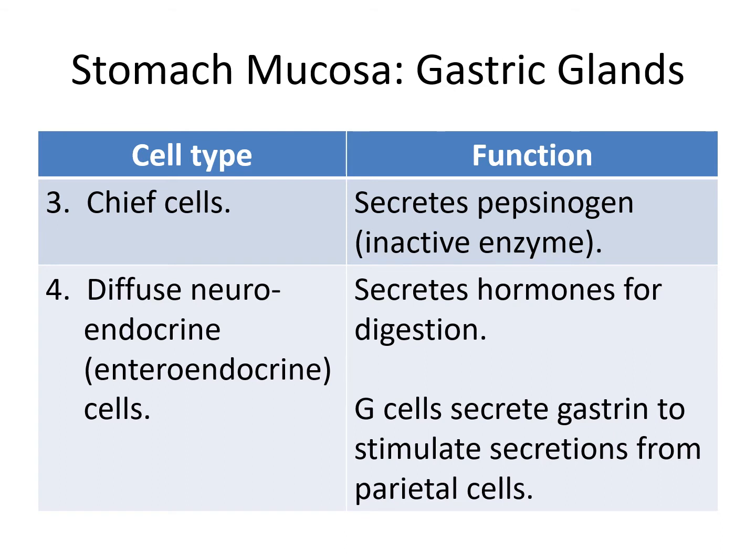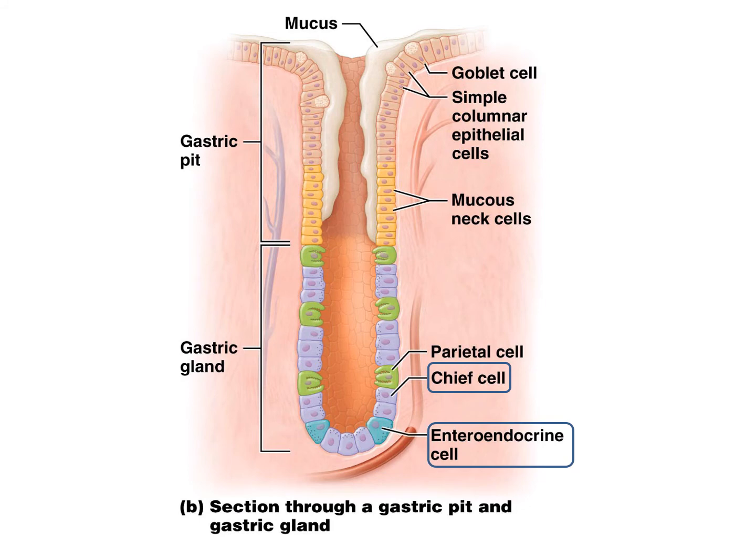The second 2 cell types found amongst the gastric glands are the chief cells, which secrete pepsinogen, which is the inactive enzyme that HCl will act on. Also, a group of cells called diffuse neuroendocrine cells. Okay, there's just a mixture of different types of cells that secrete hormones for digestion. For example, we have G cells that secrete gastrin, which stimulates secretions from the parietal cells. So here in this figure, we see the chief cells, and we see the enteroendocrine cells here in blue. So here are endocrine cells, for example, and the chief cells.